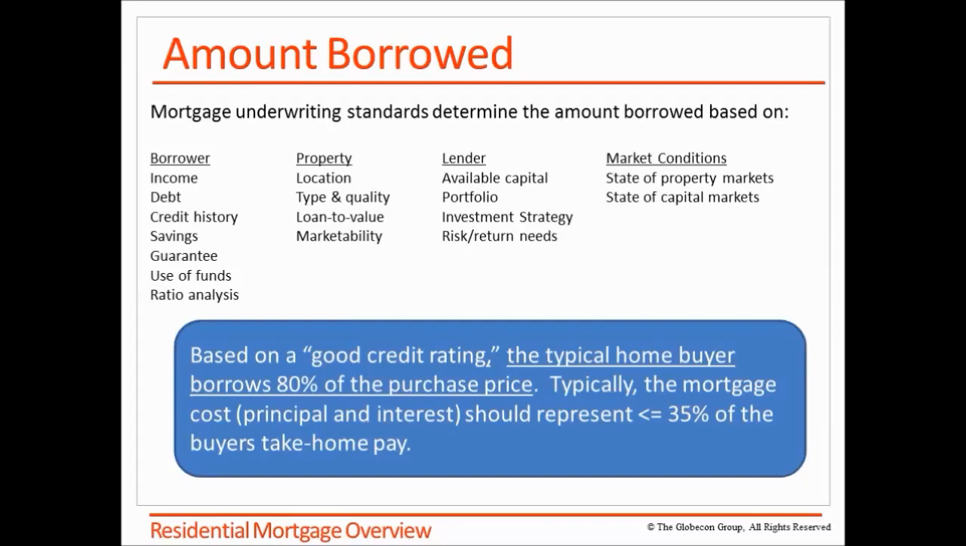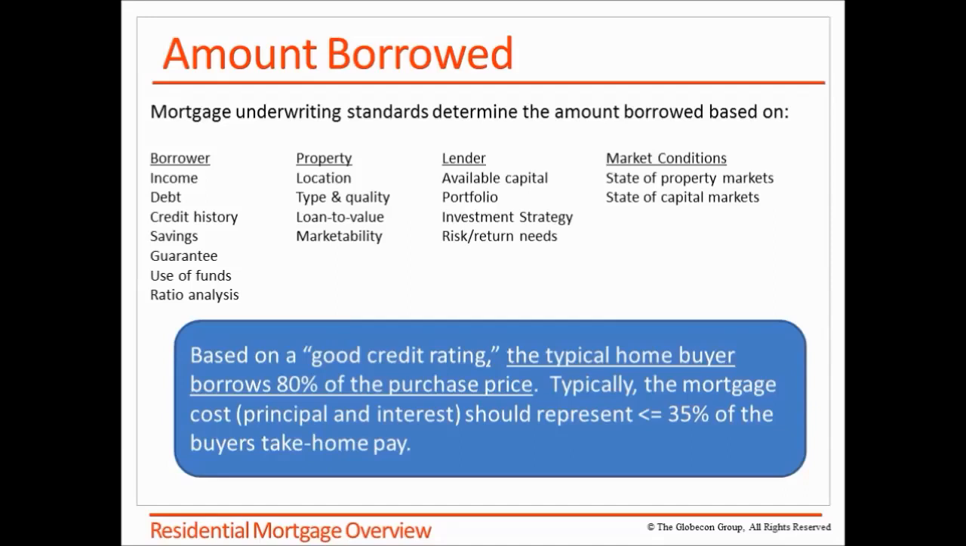So the first main element that we talked about was the amount borrowed. Now, mortgage underwriting standards determine the amount borrowed based on a whole wide variety of things. So for instance, we look first at the borrower, and we look at income, we look at debt, we look at credit history, we look at savings, we look at guarantee, we look at use of funds, we look at a ratio analysis to look at debt to income and loan to value, and a whole variety of things from a borrower perspective.